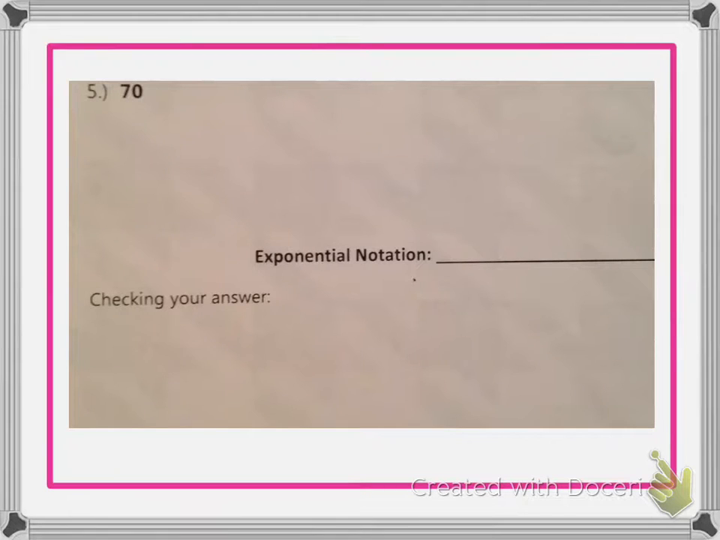I would like you to try number 5 on your own. Doing the factor tree, writing it in expanded notation, giving us our exponential form, and checking your answer. All 4 things. We will check this tomorrow with our table groups. Please press play when you are ready to continue.